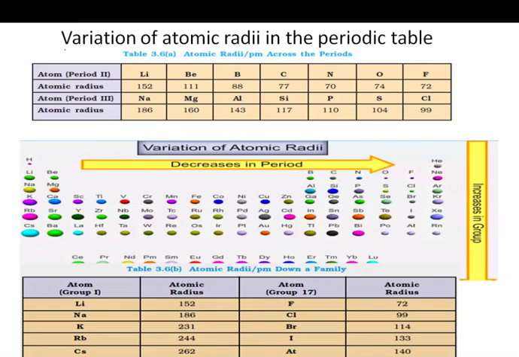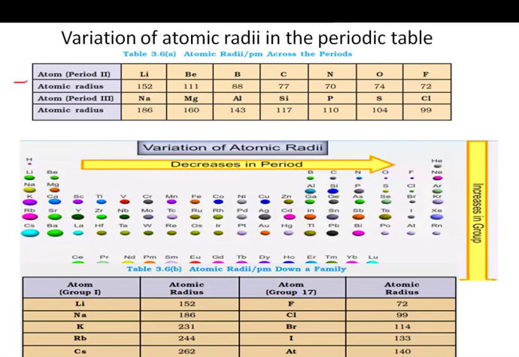After going through two terms for determination of atomic radii, now we will analyze how atomic radii vary in the periodic table, that is across the period and down the group. What will happen to the size or atomic radii? So first of all, across the period.